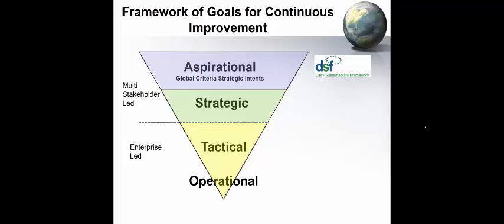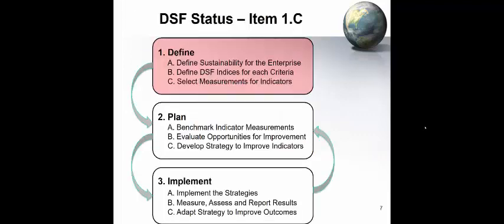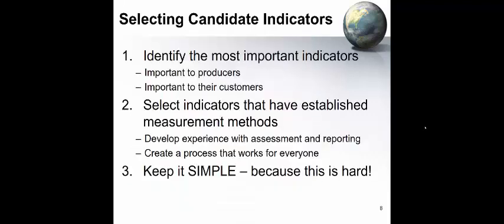The goal is to never tell a farmer how to farm, but to help farmers make better decisions within their own production context, whether it's a dairy producer or the person who produces the feed for the dairy processor or producer, etc. So strategic, tactical, and operational goals are national, regional, enterprise sustainability initiatives. DSF ultimately is in the process of selecting measures for the indicators, and that is what this approach describes.